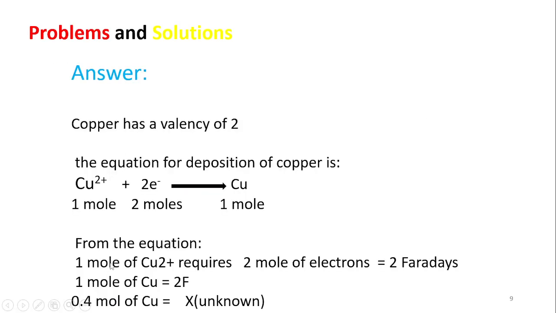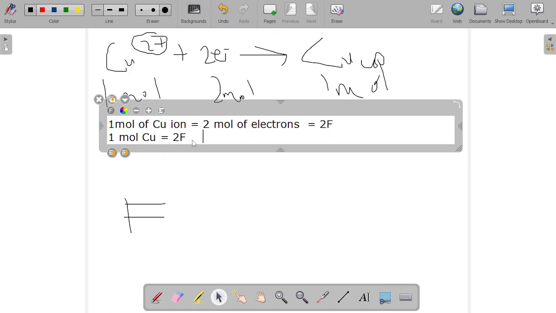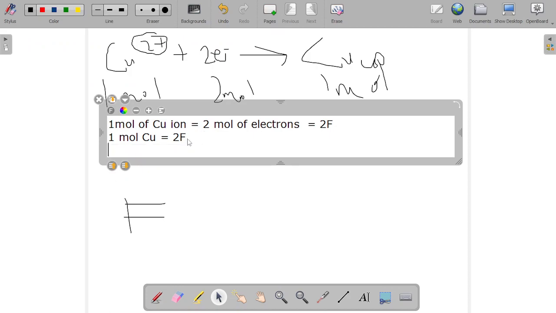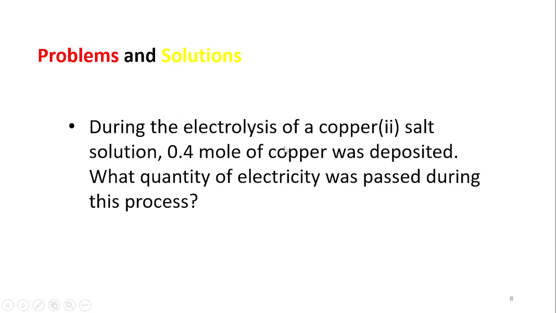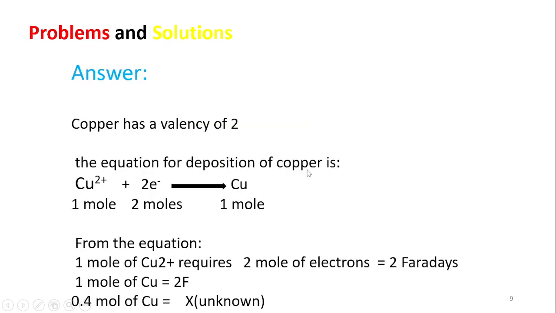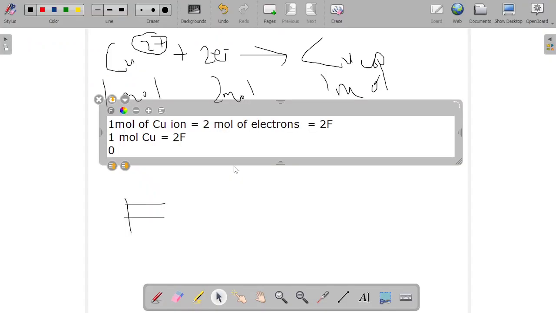When we have that 1 mole of copper gives 2 Faradays, what do we need to do? Since it has been stated that 0.4 mole of copper was deposited, then definitely we can say 0.4 mole of copper deposits X. So we can definitely get the number of Faradays that was liberated.